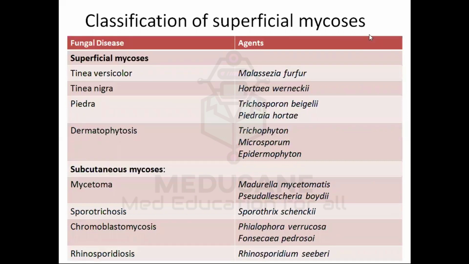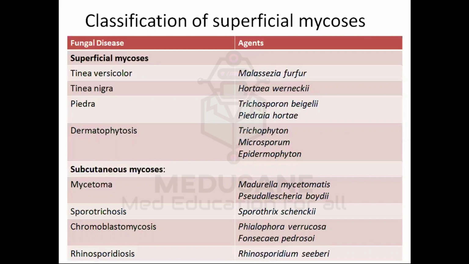Okay, coming to the subcutaneous mycosis, what are the disease names? Mycetoma is caused by Madurella mycetomatis and Pseudallescheria boydii, sporotrichosis is caused by Sporothrix schenckii, chromoblastomycosis is caused by Phialophora verrucosa, and rhinosporidiosis is caused by Rhinosporidium seeberi.